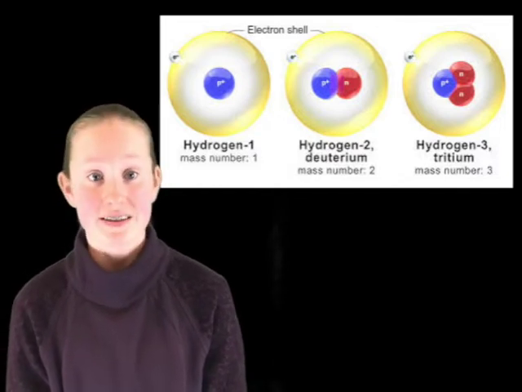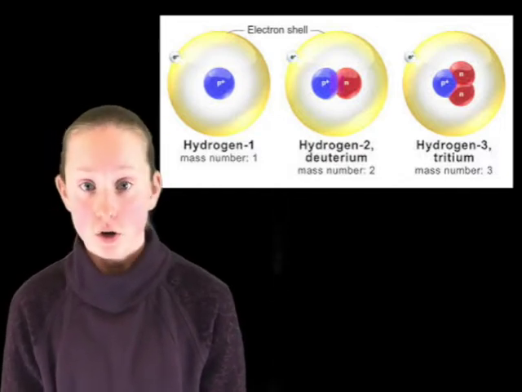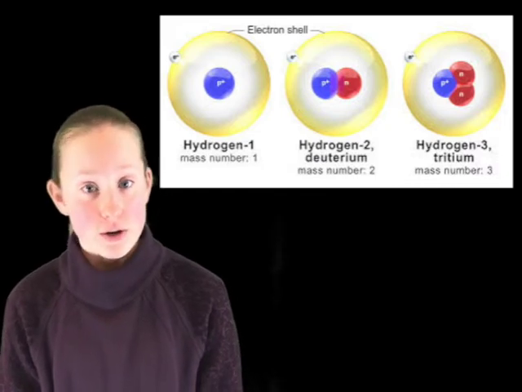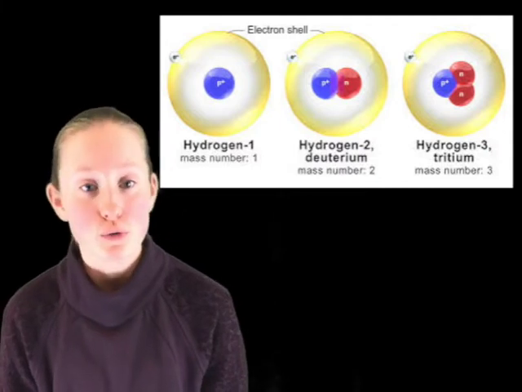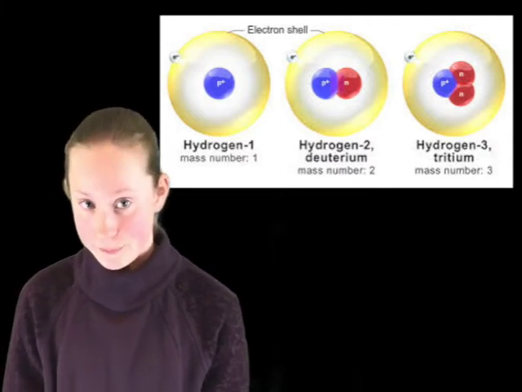Hydrogen is the only element where isotopes are given specific names. Common hydrogen, which has 0 neutrons, is called protium. Hydrogen with 1 neutron is called deuterium, and hydrogen with 2 neutrons is called tritium.